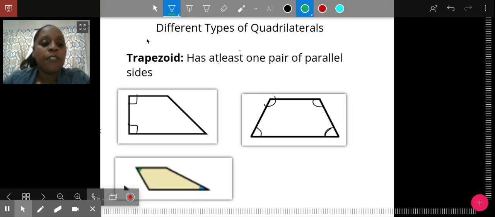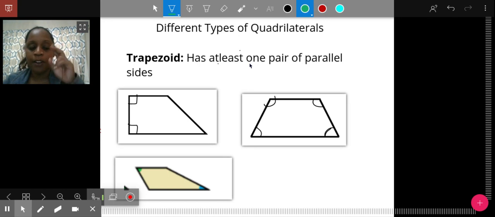So the first quadrilateral we're going to go over is a trapezoid. Now, a trapezoid has at least 1 pair of parallel sides. When I'm talking about pair, I'm talking about two. So I can find two parallel lines, okay? And two is a pair.